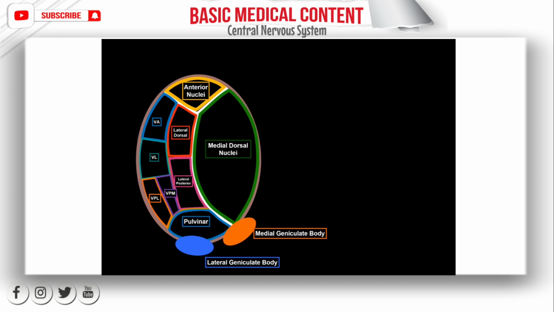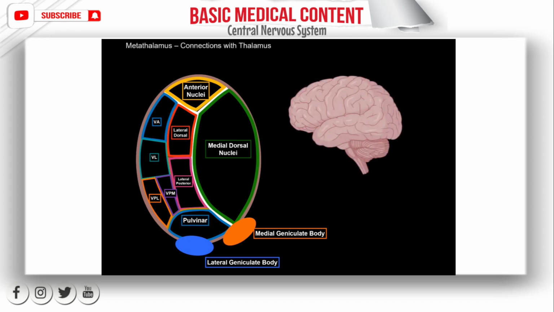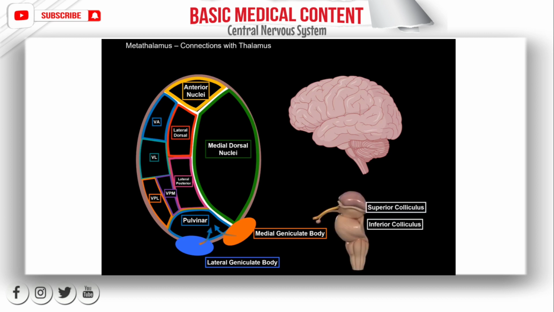Now, remember we talked about the pulvinar and the lateral posterior and the lateral dorsal nucleus? They're actually involved in all of those things, but the pulvinar especially will receive fibers from the medial geniculate body about hearing, lateral geniculate body about vision, as well as superior colliculus for reflexive movement of the head through visual stimulus, and inferior colliculus for reflexive movement of the head through auditory stimulus.